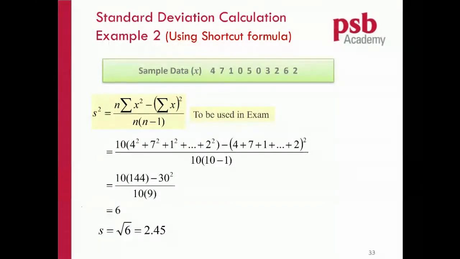This is variance and this is standard deviation. So 2.45 means on average, these numbers are 2.45 steps away from the center, which is the mean, which is 3. Okay, 2.45 steps from mean.